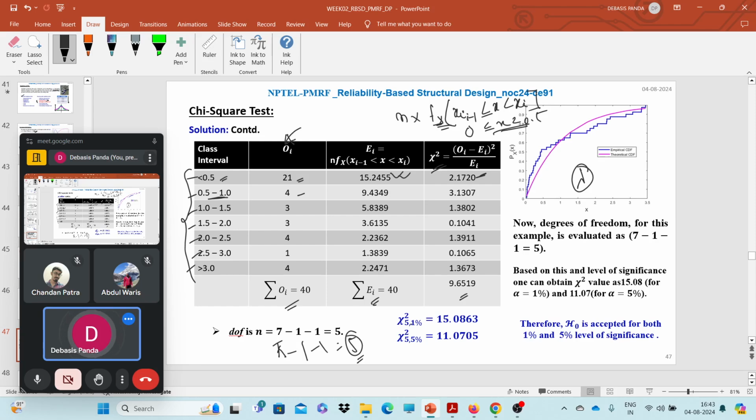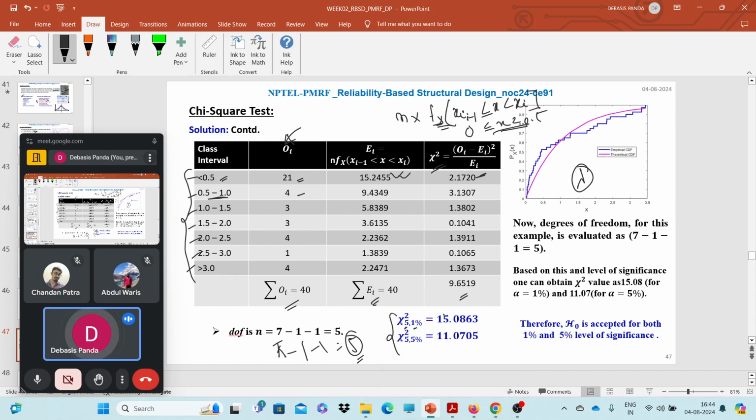Now, we need to check for two significance levels: 1% and 5%. So how can I get these two values? Like chi-square of 5, where 5 denotes the degree of freedom, and 1% is the significance level. From where do I get these values? Either you can get it from MATLAB or from the chi-square table. Wait, I will show you the chi-square table from where you can get these values. Just 1 second, I will share this.